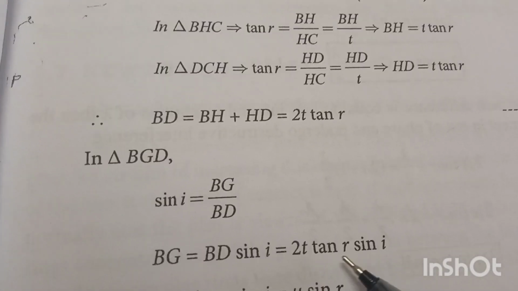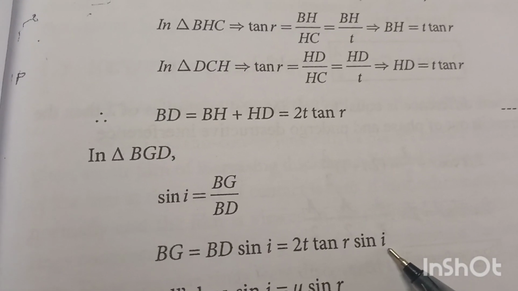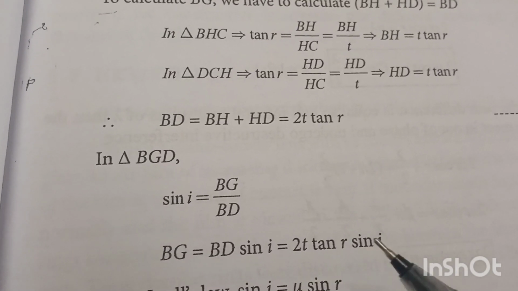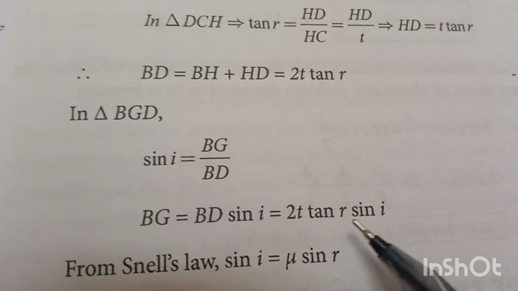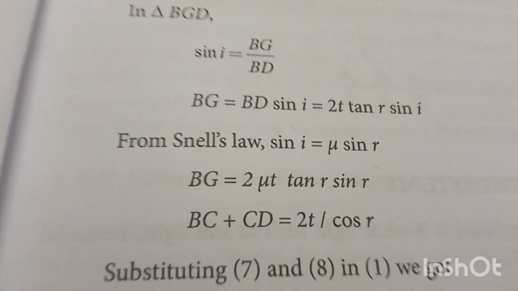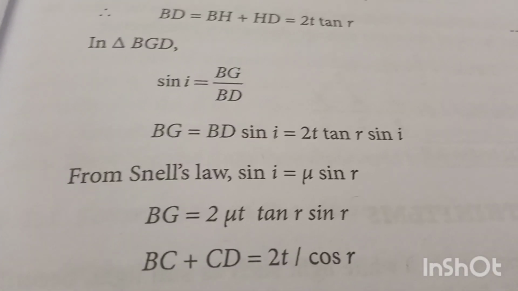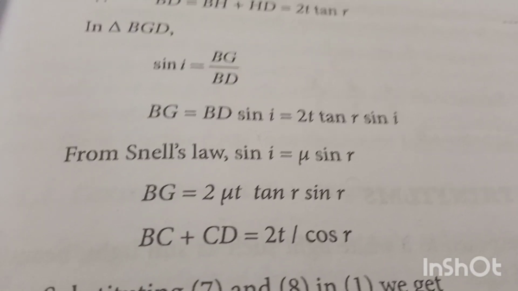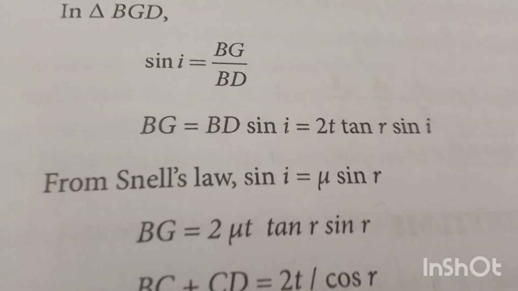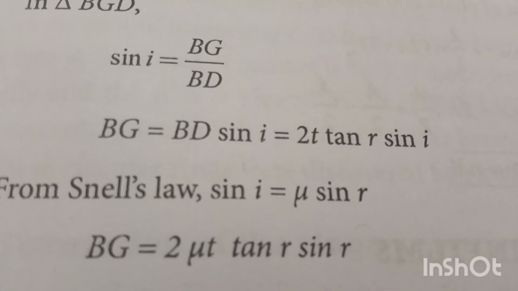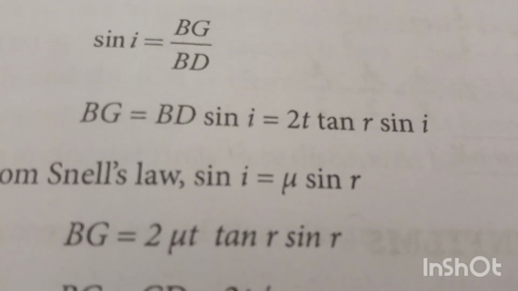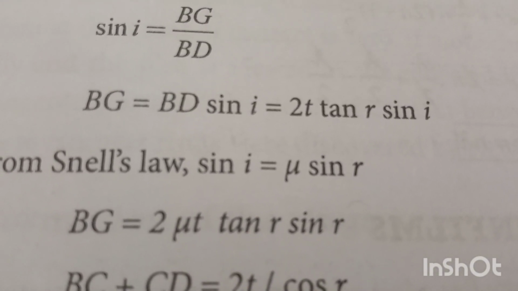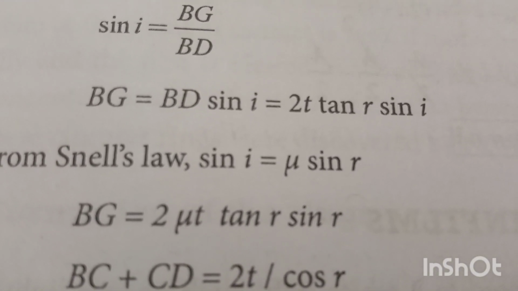Okay, so here R is the refracted angle, and I is the incident angle. So we can show that both are the same angle, and that's why we can use Snell's law. By using Snell's law, we can write sin I is equal to mu into sin R. So here, in the place of sin I, we can substitute mu into sin R. Then BG is equal to 2 mu T tan R sin R.